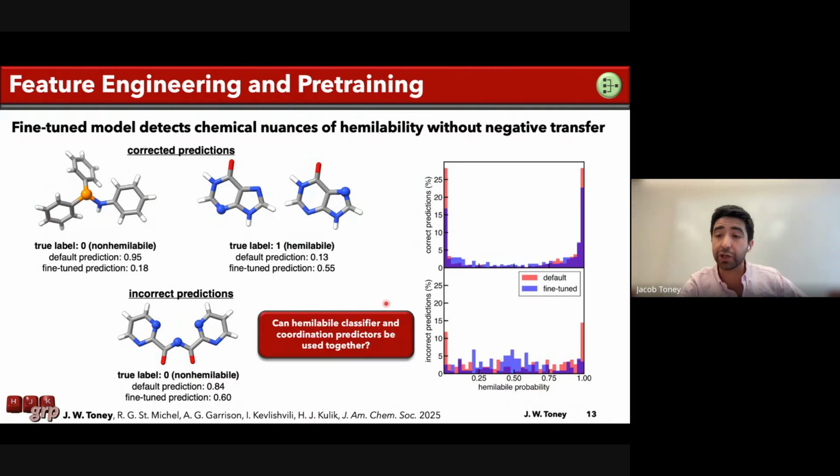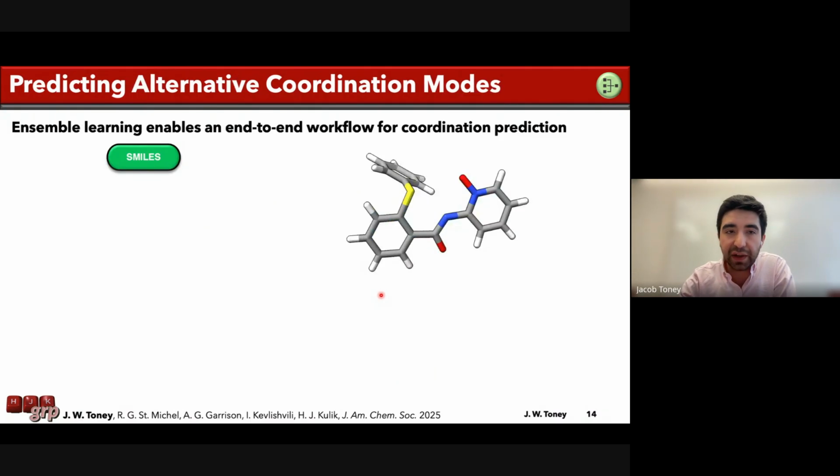And then, I've shown you 3 different models thus far. One to predict the coordination number, one to predict the coordinating atoms, and finally now this binary classifier: yes or no, is this ligand going to be hemilabile? The dream would be to use all 3 of them together to predict not only is this ligand going to be hemilabile, but what are the different coordination modes that it can possibly exhibit, and can we rank these coordination modes? So to do that, we define some ensemble learning algorithm, which enables an end-to-end workflow for this prediction.